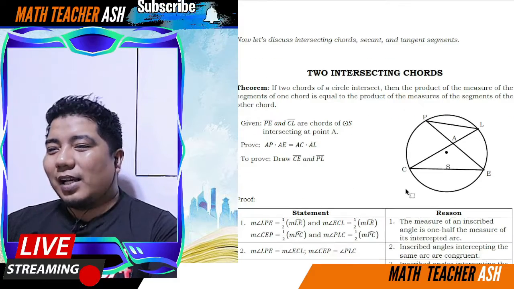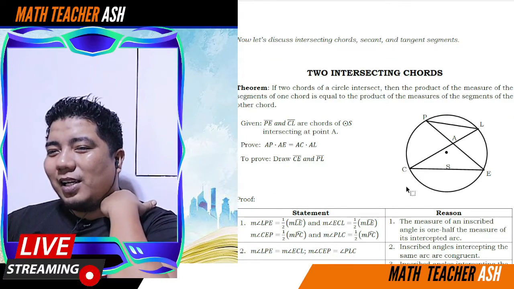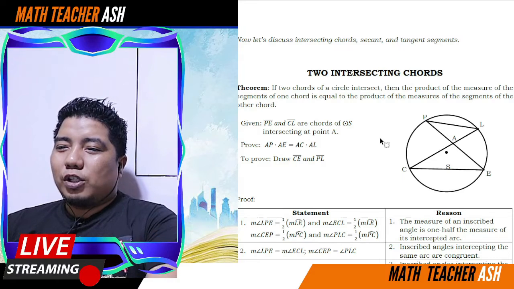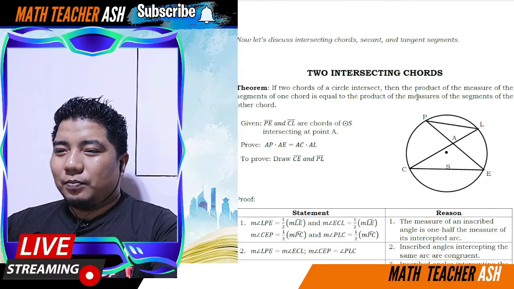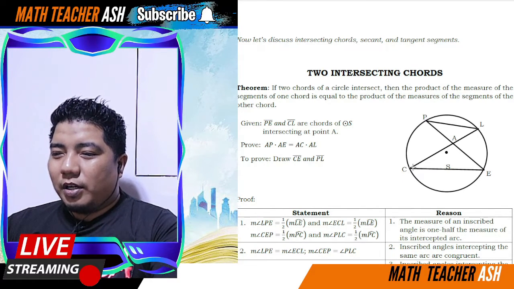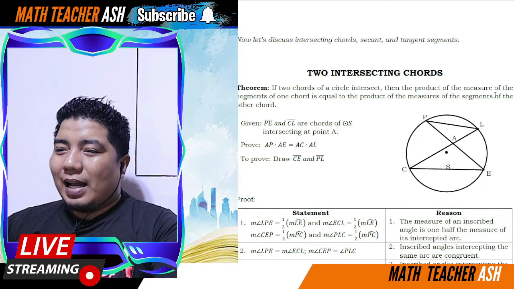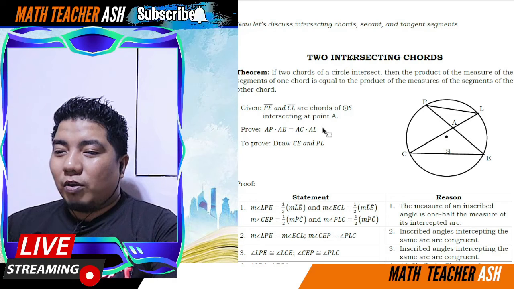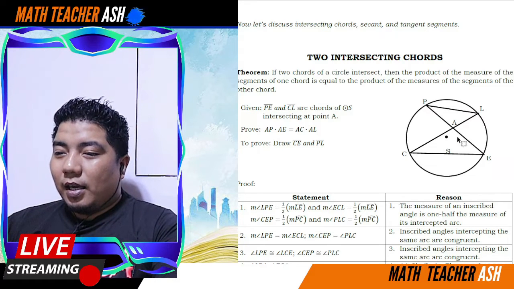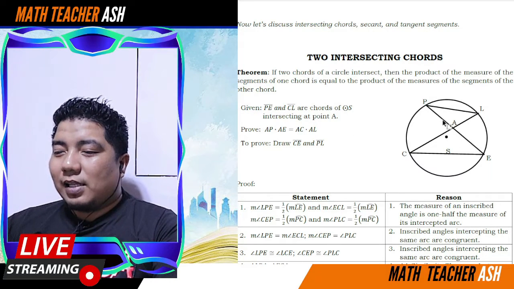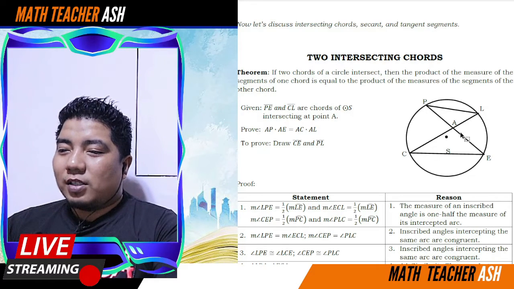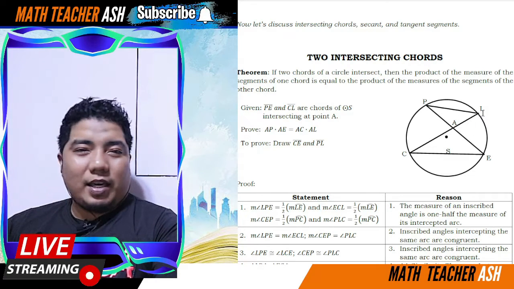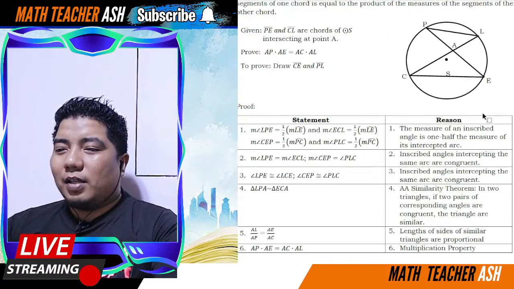The two intersecting chords. Okay, so there is a theorem here. If two chords of a circle intersect, okay, dalawang chord. Yan, dalawang chord. Nag-intersect. Then the product of the measures of the segments of one chord is equal to the product of the measures of the segments of the other chord. Okay, ano ibig sabihin nito? Ibig sabihin nito, ito yon. Si AP at si AE, pag i-multiply yan silang dalawa, pareho lang siya sa sagot sa AC at saka AL. Okay, so ganun lang kadali, my dear math learners.